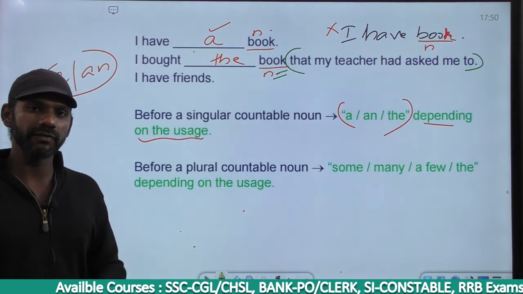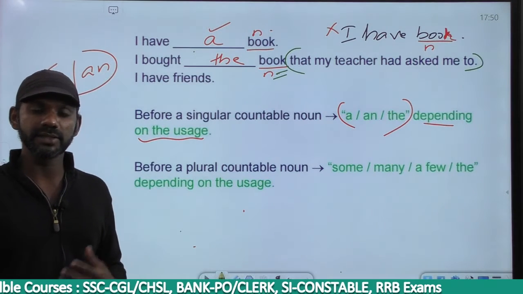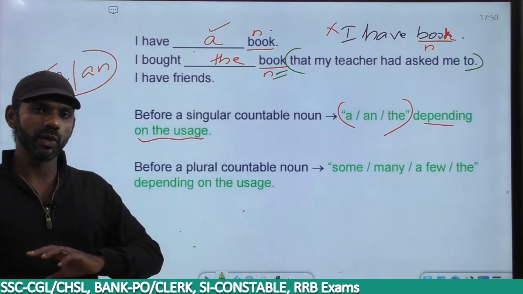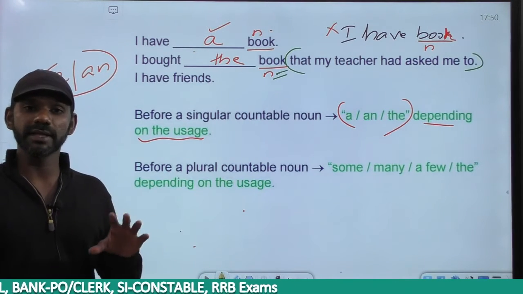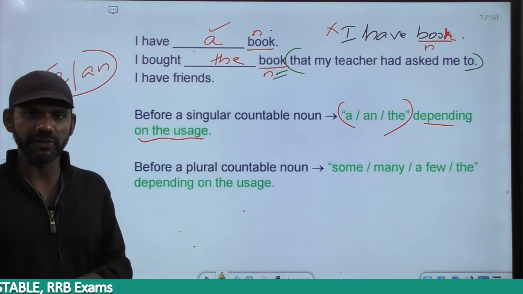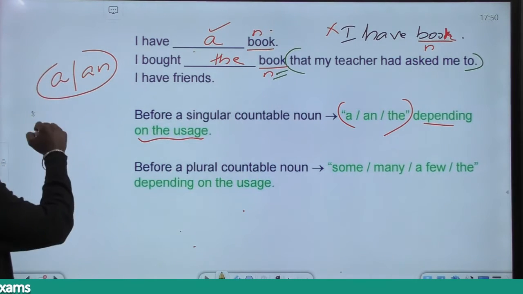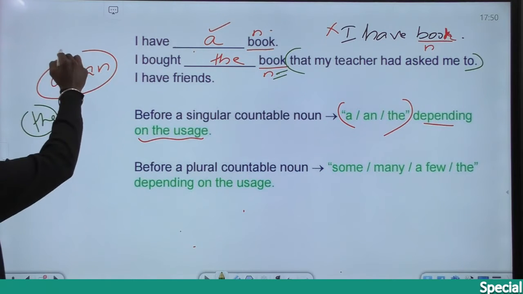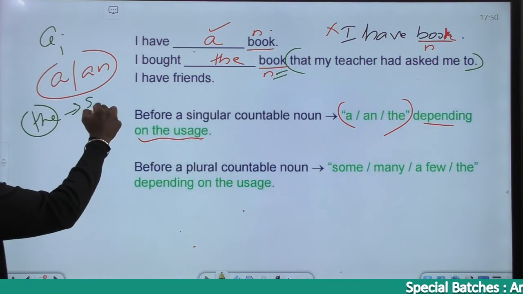So this is how to identify whether a noun in a sentence is general or specific. When there is no information given regarding a noun, that noun is general. When there is some information given regarding a noun, that noun is specific. And specific means it is the. I told you earlier, a and an are general, the is specific.